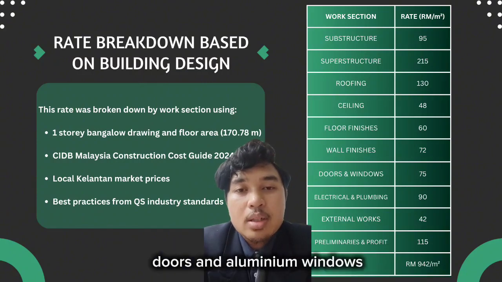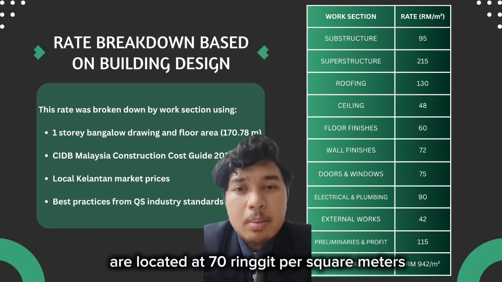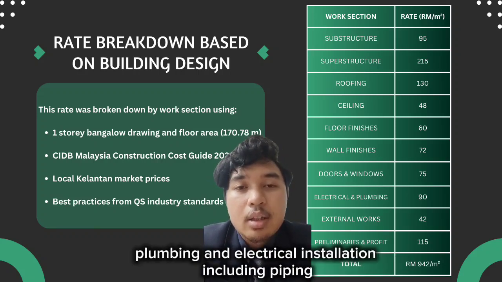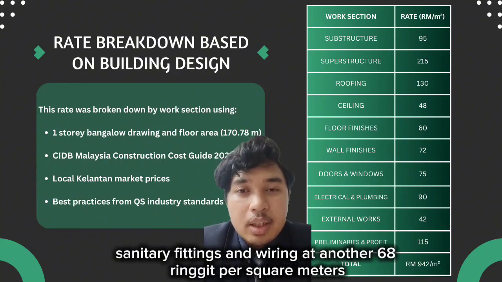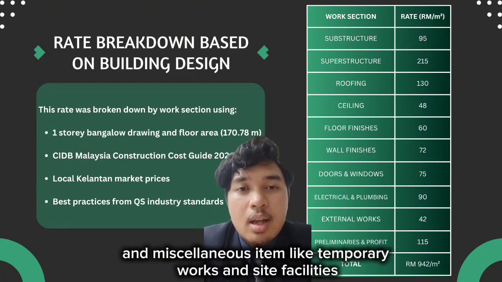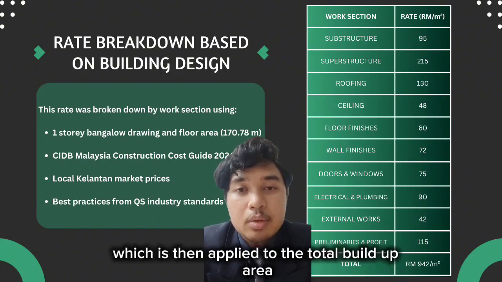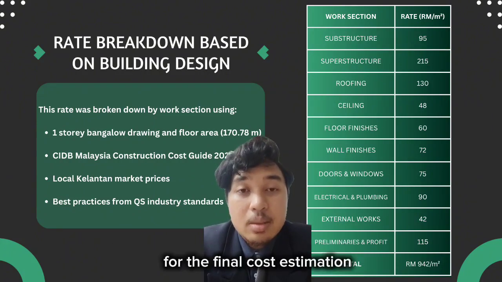Openings, including timber doors and aluminium windows, are allocated at 70 ringgit per square meter. Plumbing and electrical installation, including piping, sanitary fittings, and wiring, at another 68 ringgit per square meter. Finally, 81 ringgit per square meter is allocated to preliminaries and miscellaneous items like temporary works and site facilities. Altogether, these components form a comprehensive rate of 942 ringgit per square meter, which is then applied to the total build-up area for the final cost estimation.